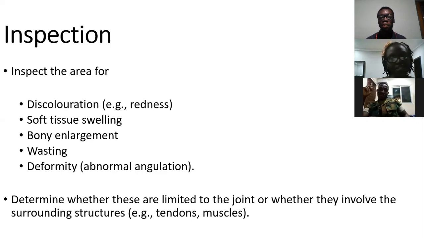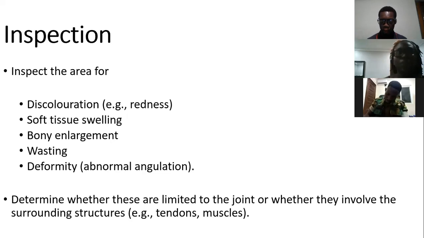What are the things that you are looking for on inspection, apart from looking for symmetry? You want to find out if there's any discoloration, and typically redness is a sign of inflammation. So you want to look out for that. You want to look out for any soft tissue swelling, any bony enlargement, any wasting, any deformity.